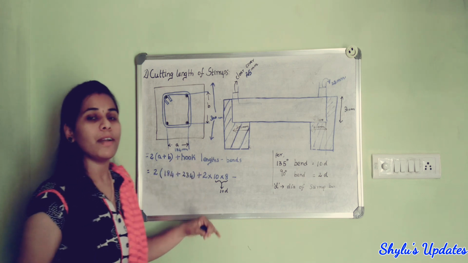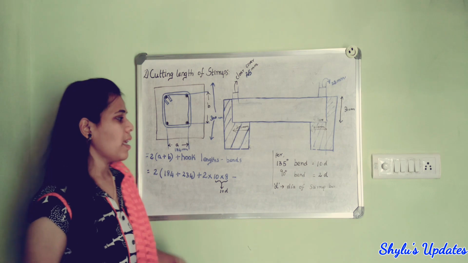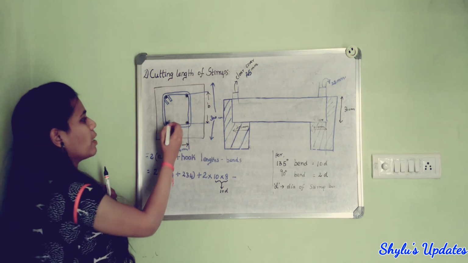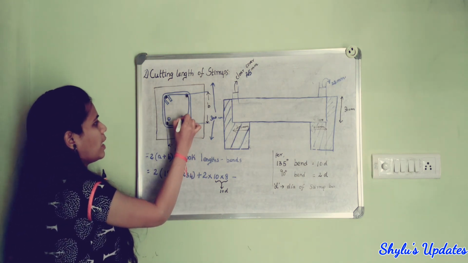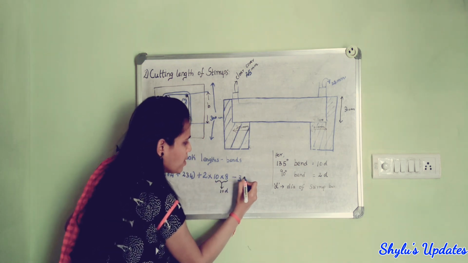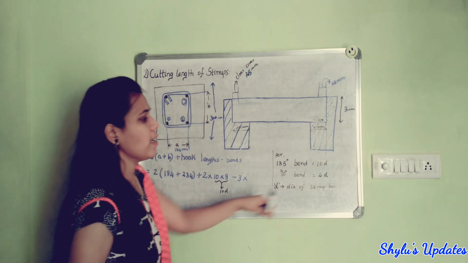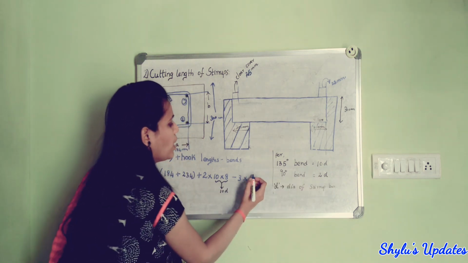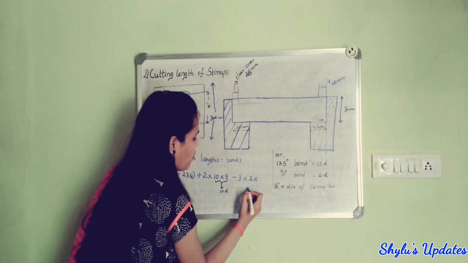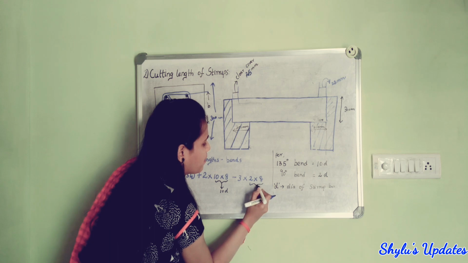Next, minus bends. Since the hooks are bent at 135 degrees, we have taken 10 D. Then the remaining bends: 1, 2, 3, so three numbers of bends are there. They are bent at 90 degree angle, isn't it? So for that, 2D we have to take. So 2 into dia of stirrup. Dia of stirrup is 8. Here, this is 2 into D.